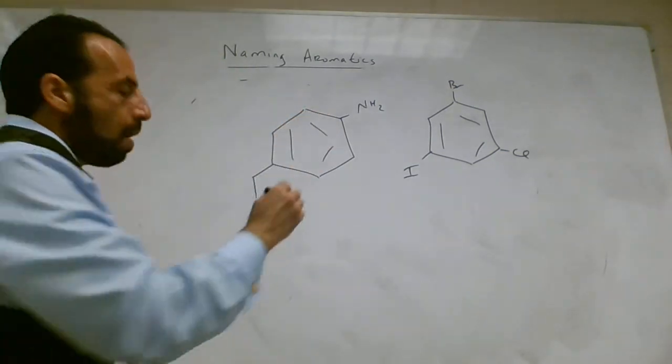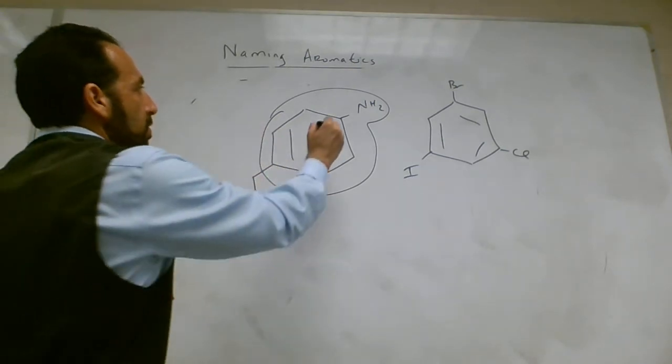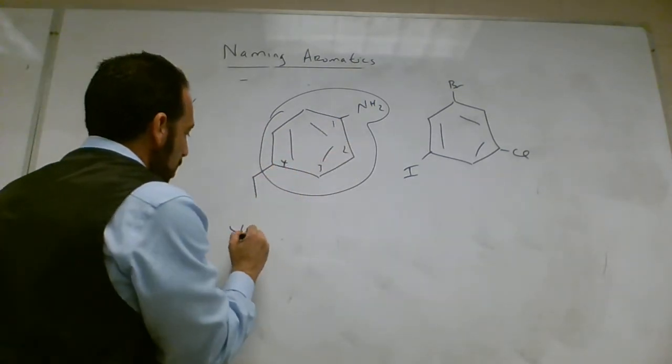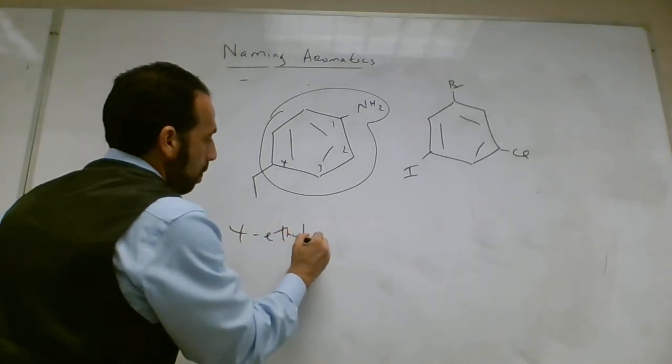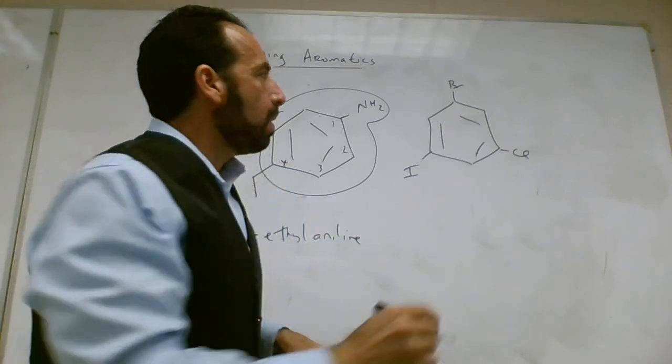This one right here, I recognize this as aniline. And then this is 1, 2, 3, 4. This is an ethyl group. So 4 ethylaniline. This one right here, I have 3 of them on there.